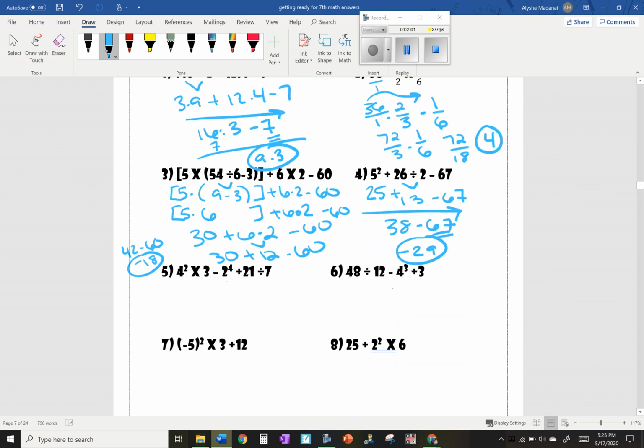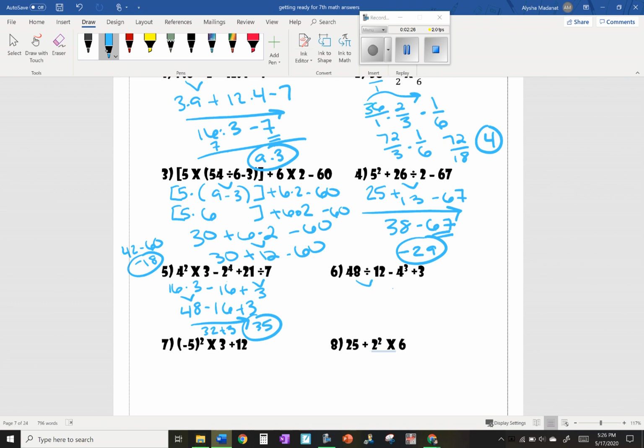Number 5, do all your exponents first. So 4 squared is 16 times 3 minus 2 to the 4th power would be 16 plus 21 divided by 7 is 3. Go ahead and multiply, which would give you 48 minus 16 plus 3. Go left to right, which would give you 32 plus 3, with a final answer of 35.